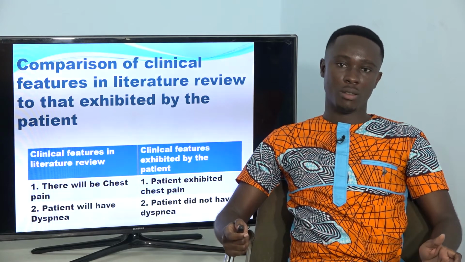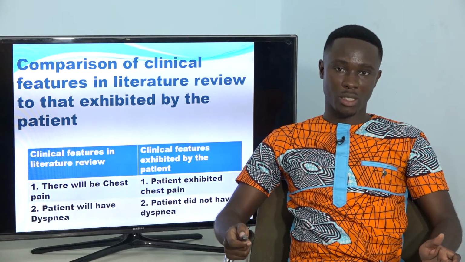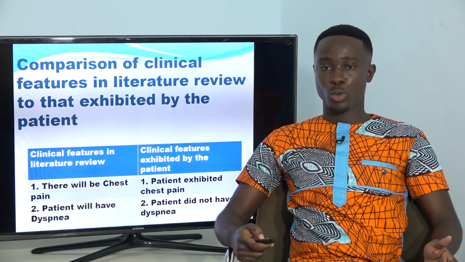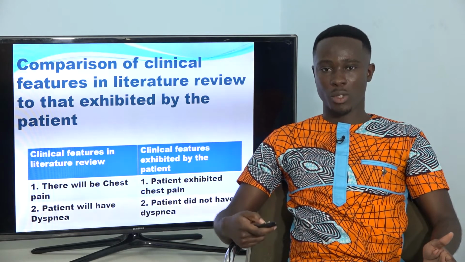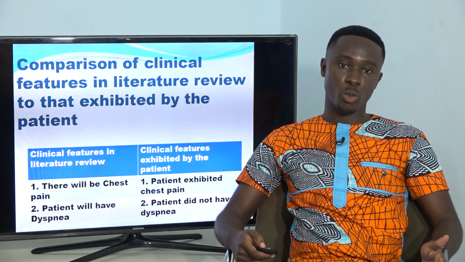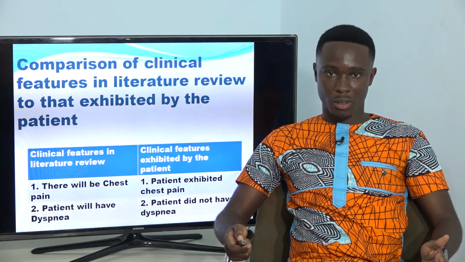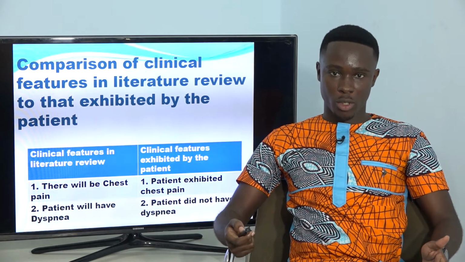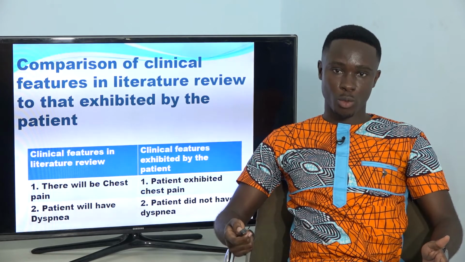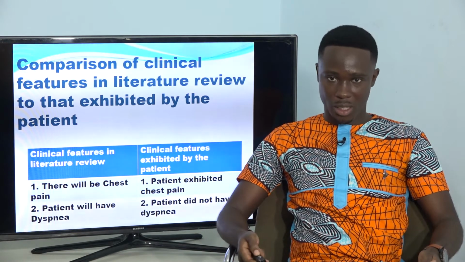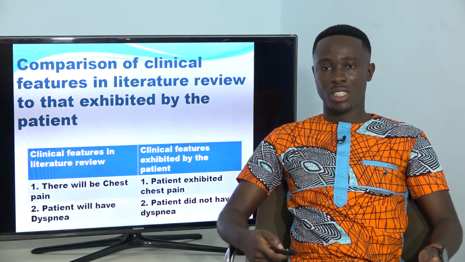And in clinical features, they end up also writing absent, present. No, we want to know the patient exhibited chest pain. It has to be in sentence form. Another example is patients who have dyspnea. Dyspnea is difficulty in breathing. And the corresponding side of the table should also show that the patient did not have dyspnea or did not experience dyspnea.